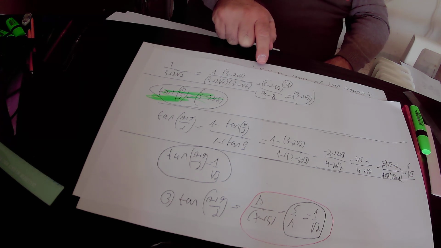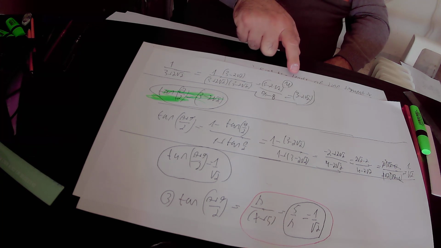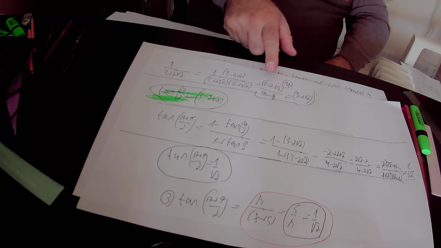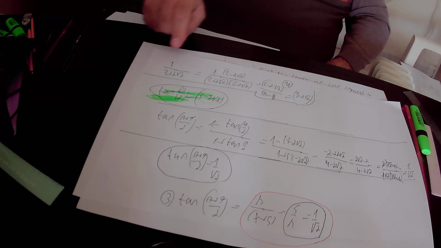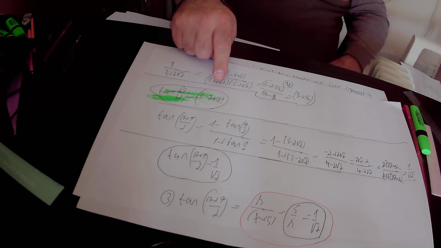Here a equals 3, so a squared is 3 squared, which is 9. b equals 2 times square root of 2, so b squared is 2 times square root of 2 squared, that is 8. So in conclusion, in the denominator we have a squared minus b squared, that is 9 minus 8, which is 1. And in the numerator we have 3 minus 2 times square root of 2. Everything divided by 1 will not change anything, so we found out that this expression equals 3 minus 2 times square root of 2. Tangent theta over 2 equals 3 minus 2 times square root of 2.